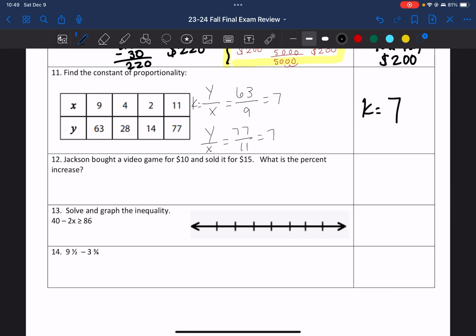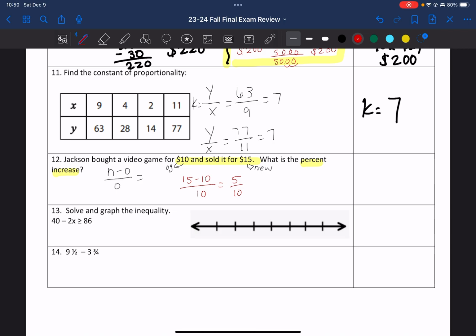Jackson bought a video game for $10 and sold it for $15. What is the percent increase? Ooh, I love these. So remember, we do N minus O, which is new minus original, divided by original. Okay, so let's label, this is the OG, this is the new. So here we're going to rewrite it as 15 minus 10 divided by 10. 15 minus 10 is going to be 5.